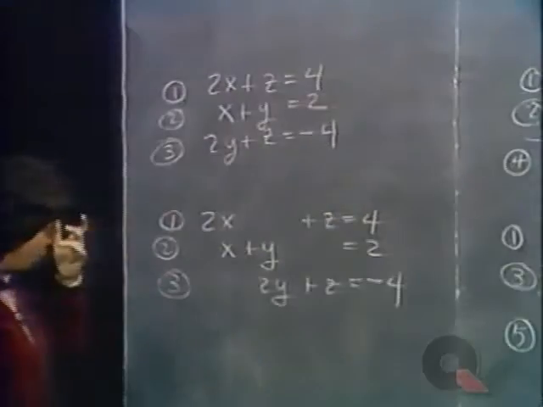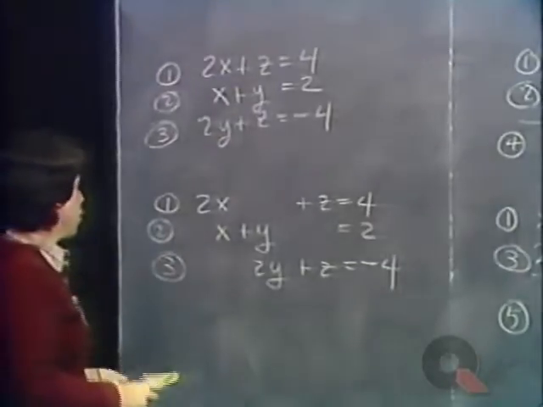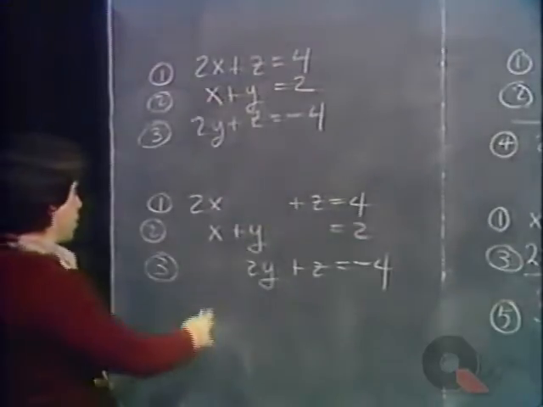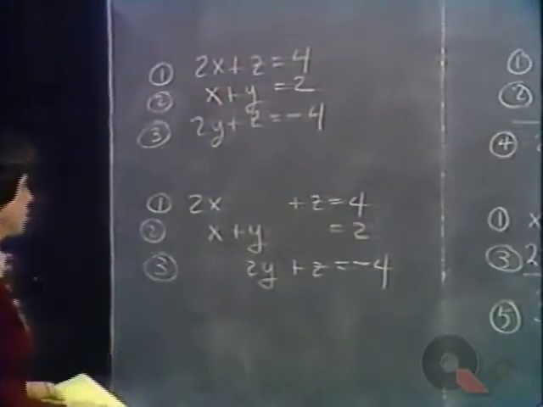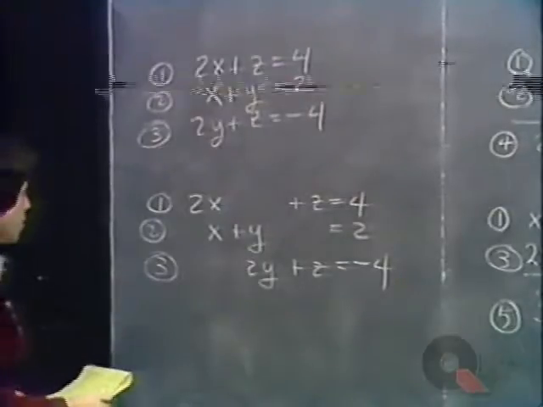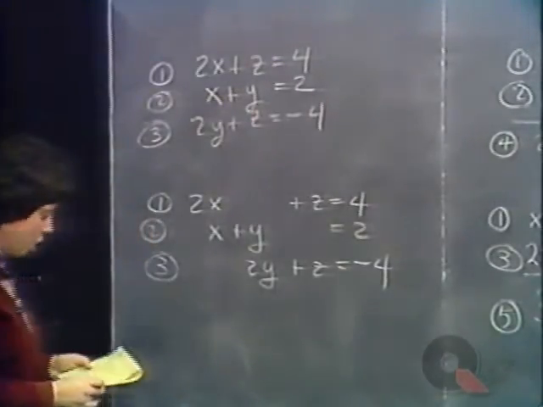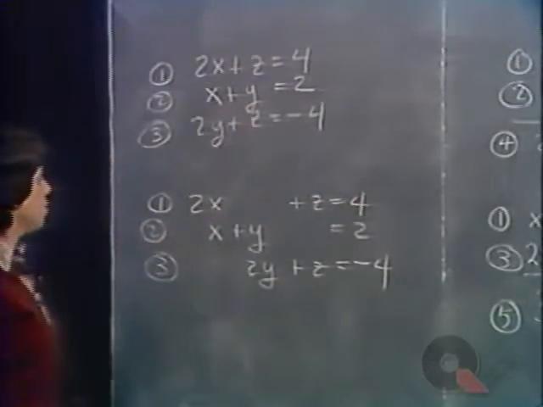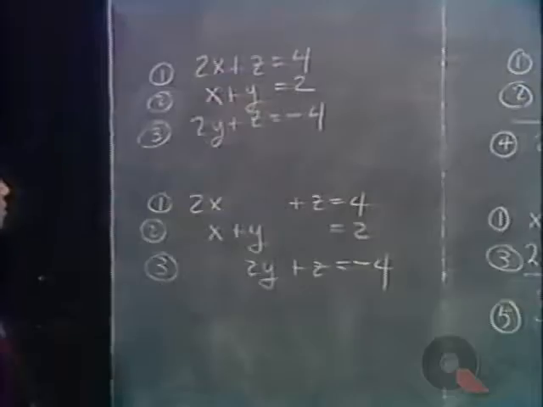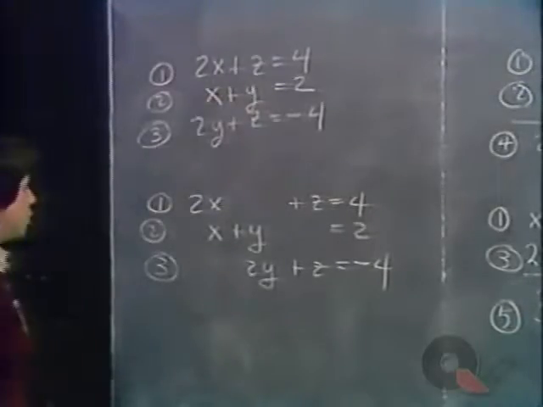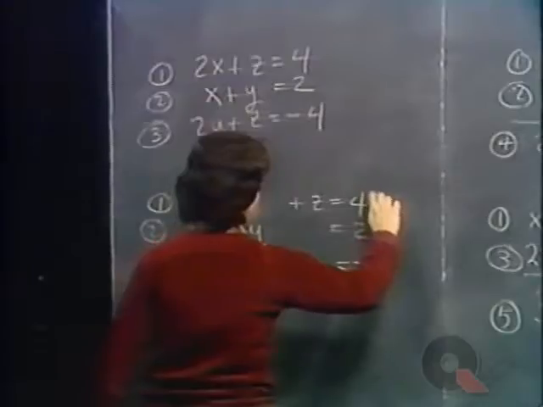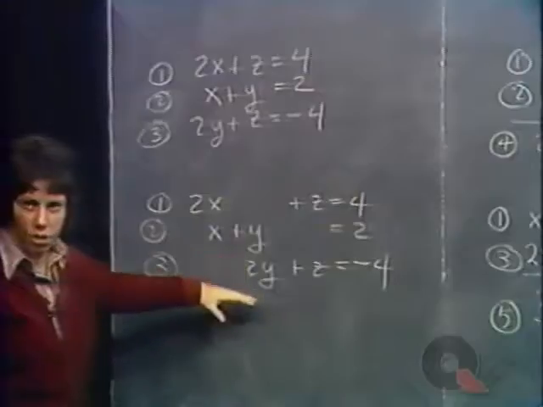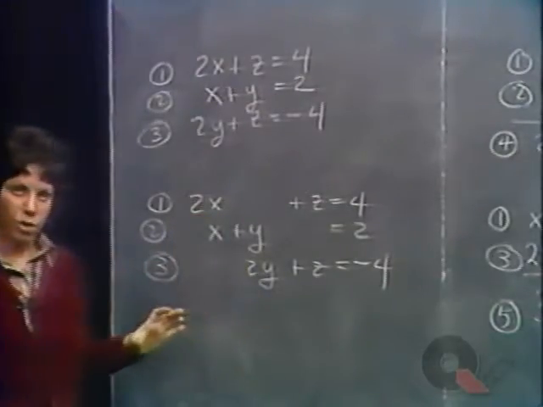Now, we already have an equation involving only 2 variables. Equation 2 involves only the variables x and y. We would like to get another equation involving also only the variables x and y. We would like pairs of equations. We notice that z appears in the first equation and in the third equation. We would like to eliminate z from the first and third equations. Therefore, we'll have 2 equations and 2 unknowns.